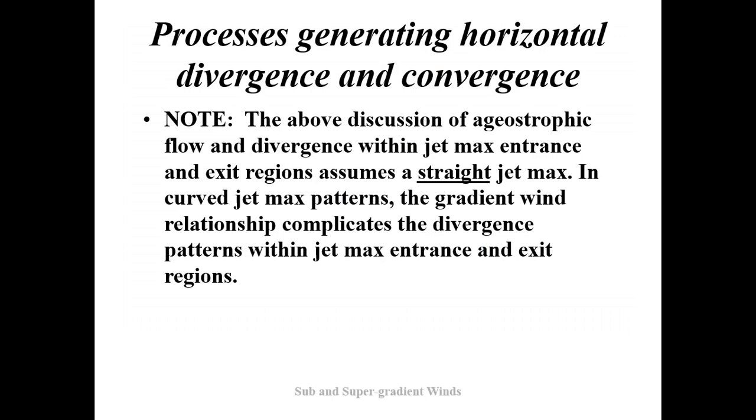Now, what we just looked at is a case where we're assuming straight line flow. In a lot of cases with the jet stream, we have areas of strong curvature, troughs and upper level ridges in that jet stream pattern. So in that case, you have a gradient wind relationship which complicates those divergent patterns.